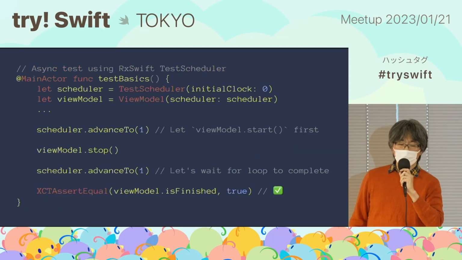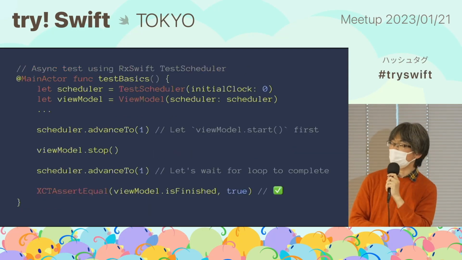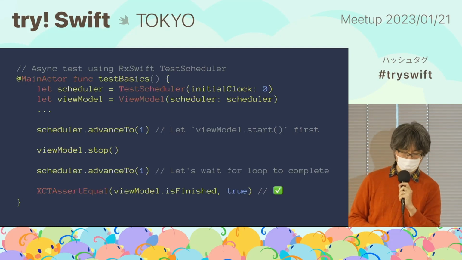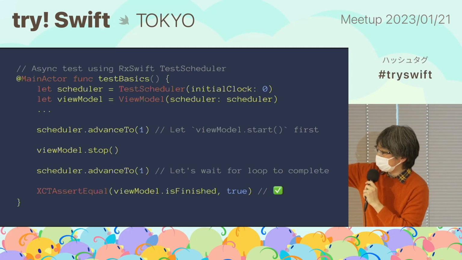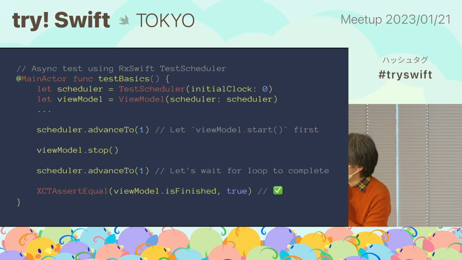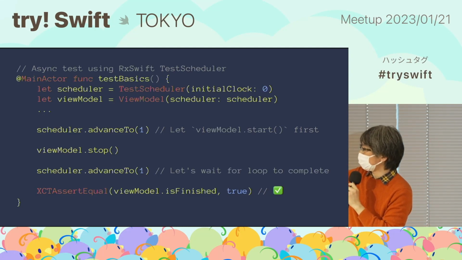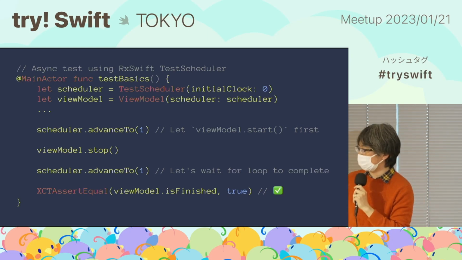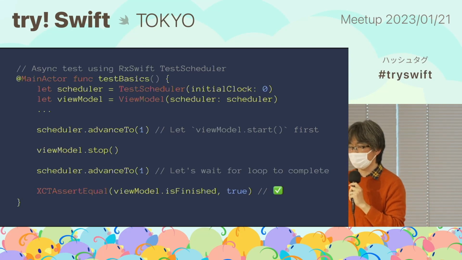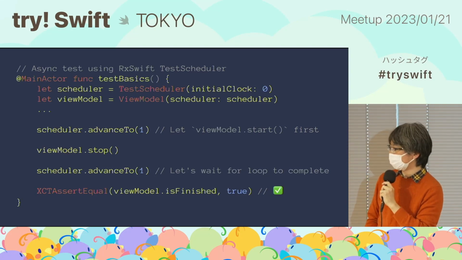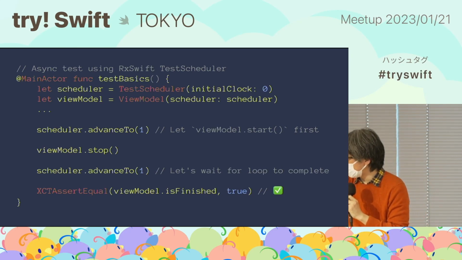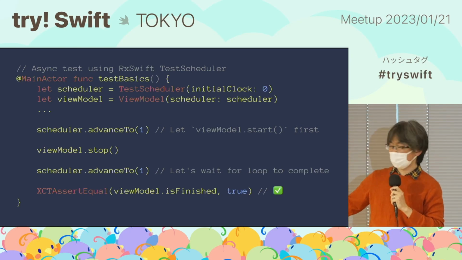In RxSwift tests, if you remember back, we normally control this kind of order by using TestScheduler instead. And we call advance(to:), so that before calling stop, we advance the timer so that the view model's start actually runs. And then we call stop. But this stop doesn't mean it just finishes up the loop yet. So we might want to advance another timer so that finally we get the isFinished flag to safely be true.